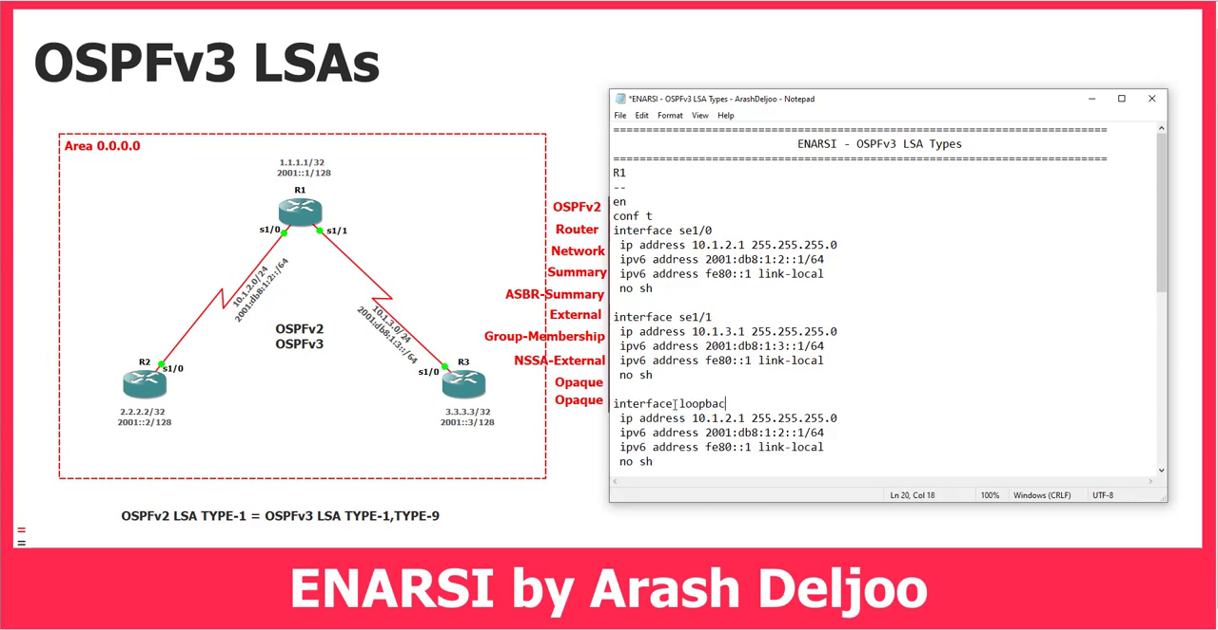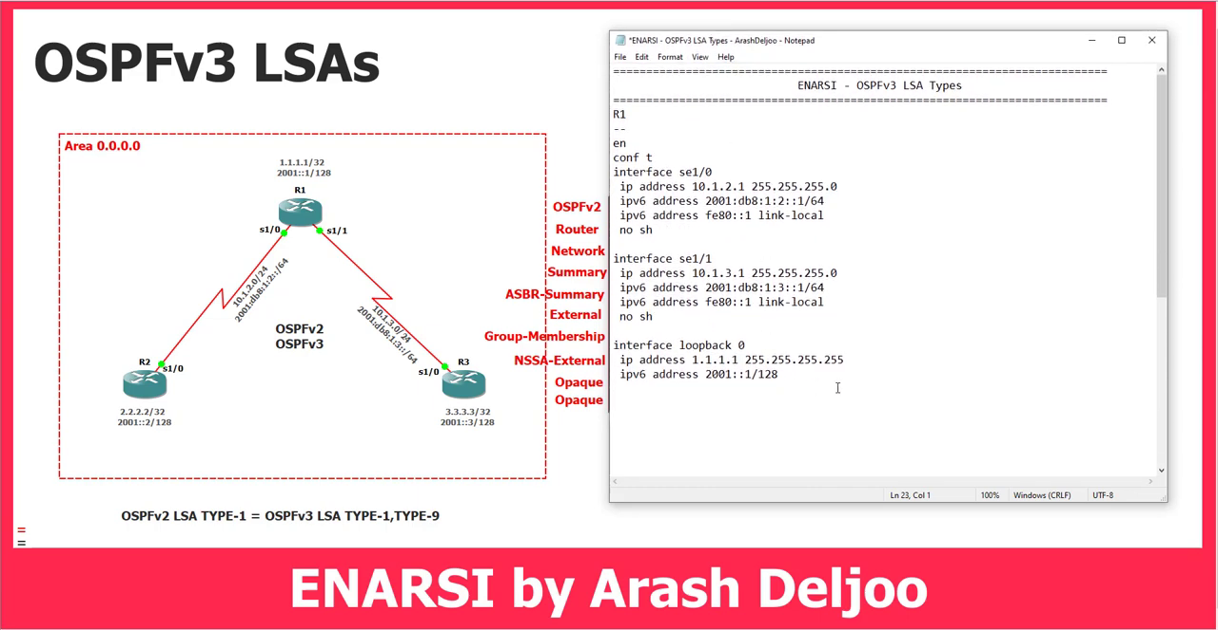Let me configure this loopback 0. The IP address is, for example, 1.1.1.1, mask 255.255.255.255. Okay, and after that, the IPv6 address is 2001::1/128. Here we don't need to configure the link-local address, and we don't need to enable it. The loopback is always on by default. Okay, this is the configuration of R1 without OSPF.